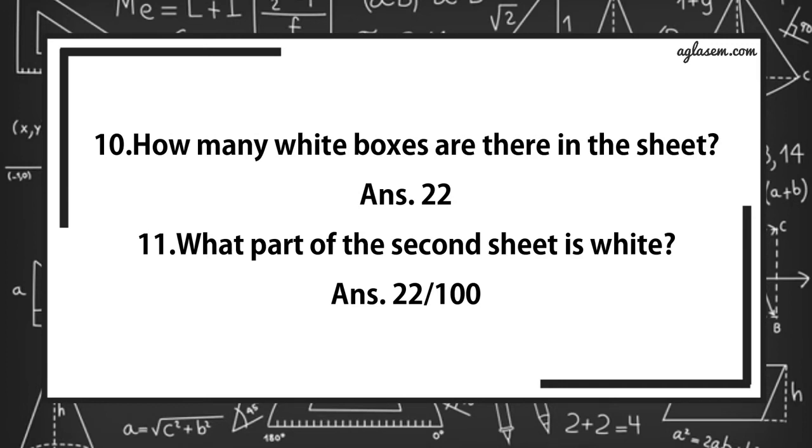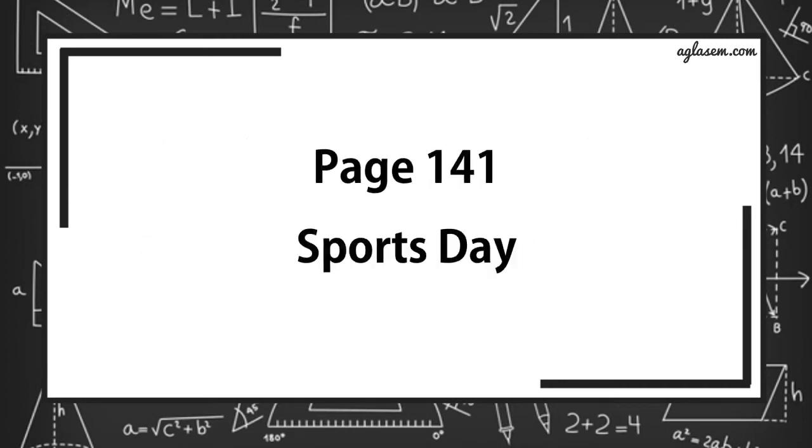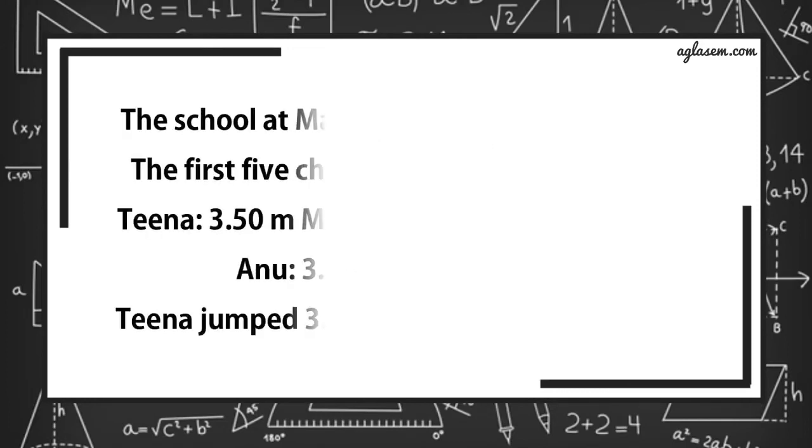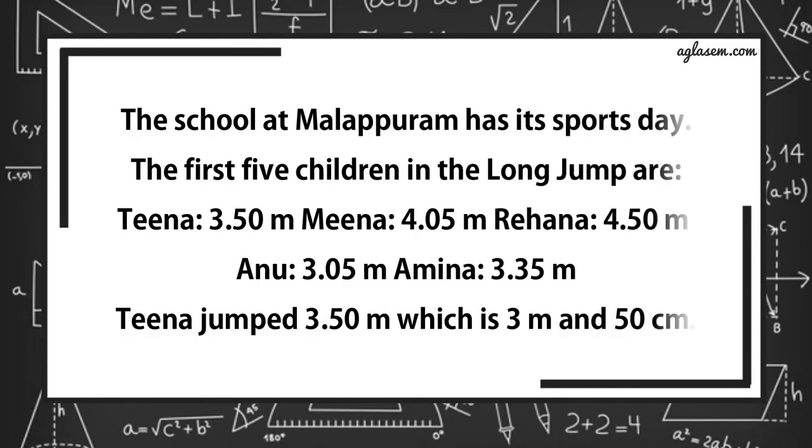Now turn to page number 141, Sports Day. Here the school at Malappuram has its sports day. The first 5 children in the long jump are Tina, that is 3.5 meter, Meena, that is 4.05 meter, Rehana, that is 4.50 meter, Anu, that is 3.05 meter, and Amina, that is 3.35 meter. Tina jumped 3.50 meter, which is 3 meter and 50 centimeter.